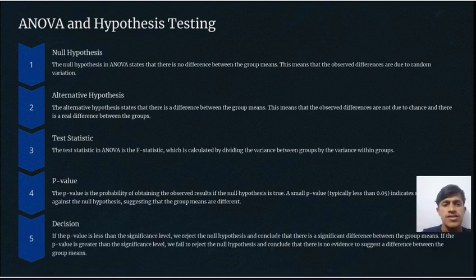Fifth, decision. If the p-value is less than the significance level, we reject the null hypothesis and conclude that there is a significant difference between the group means. If the p-value is greater than the significance level, we fail to reject the null hypothesis and conclude there is no evidence to suggest a difference between the group means.